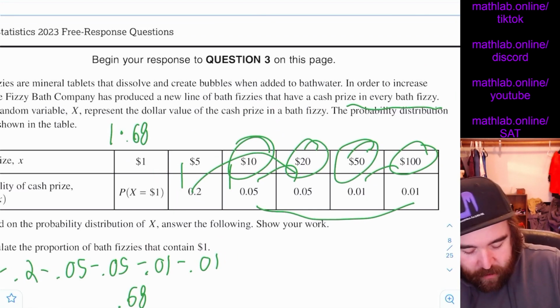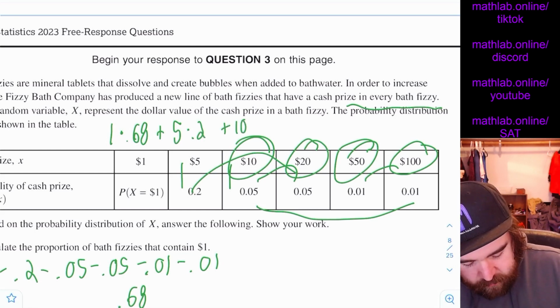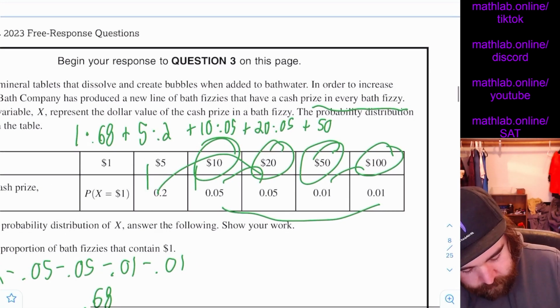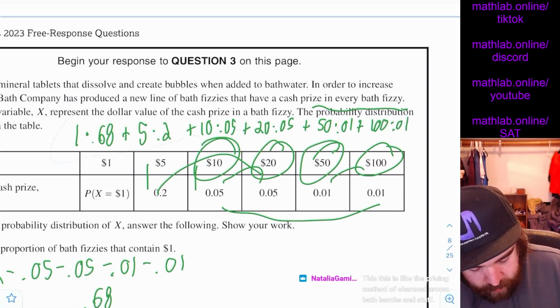The probability of winning $1 is 0.68. The probability of winning $5 is 0.2. Probability of winning $10 is 0.05. Probability of winning $20 is 0.05. Probability of winning $50 is 0.01. Probability of winning $100 is 0.01 as well. And so now we just have to calculate all of this out.